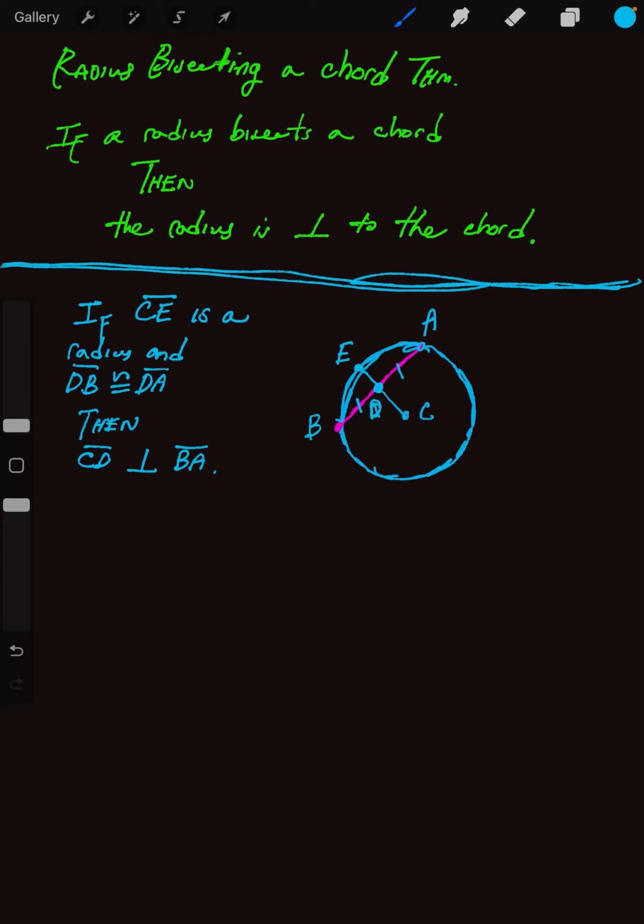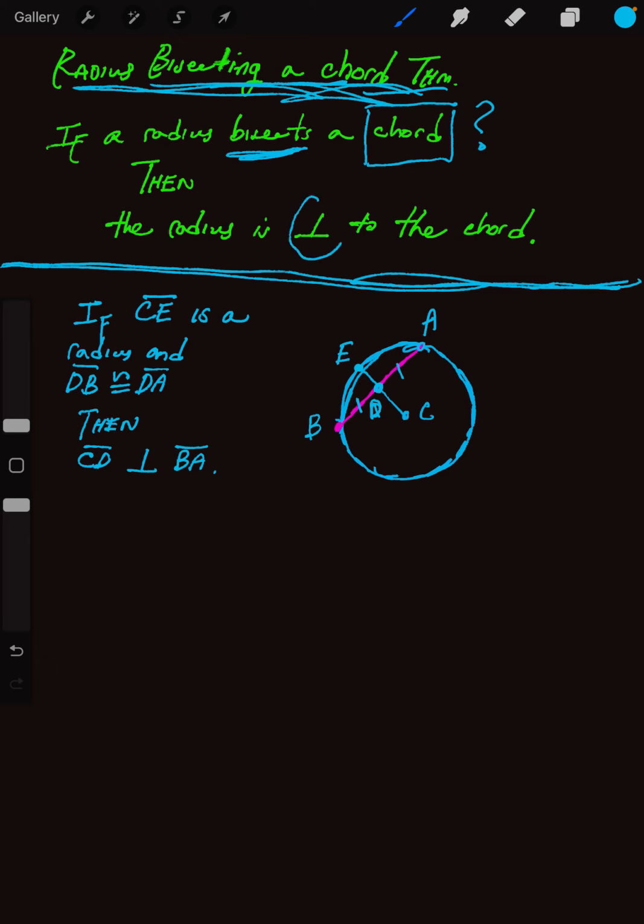Okay, so we're going to prove this theorem here. And I'm just calling it the radius bisecting a chord theorem. And what it states is the following. It says that if a radius bisects, we need to know what this word means, a chord, we need to have an understanding of what a chord is, right? Then the radius is perpendicular to the chord.